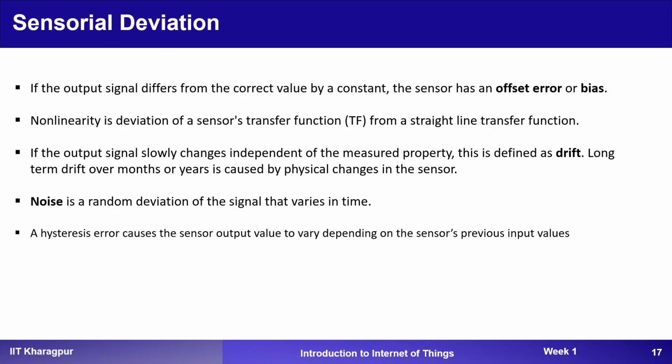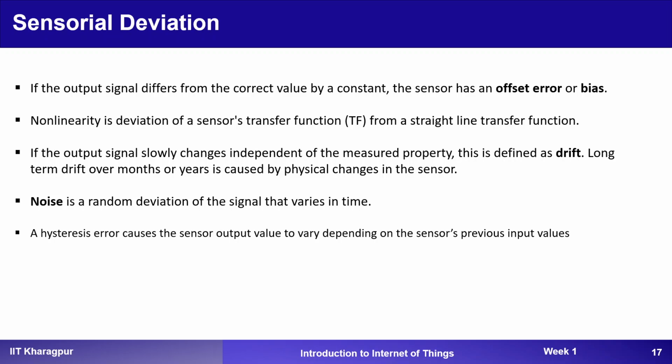Now noise. Noise is a random deviation of a signal that varies in time. The last one is hysteresis error, which causes the sensor output value to vary depending upon the sensor's previous input value. So this kind of error is dependent on the previous value of the sensor.